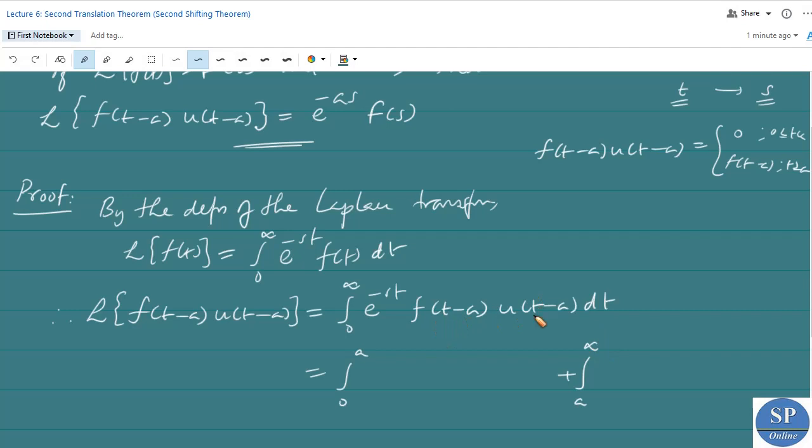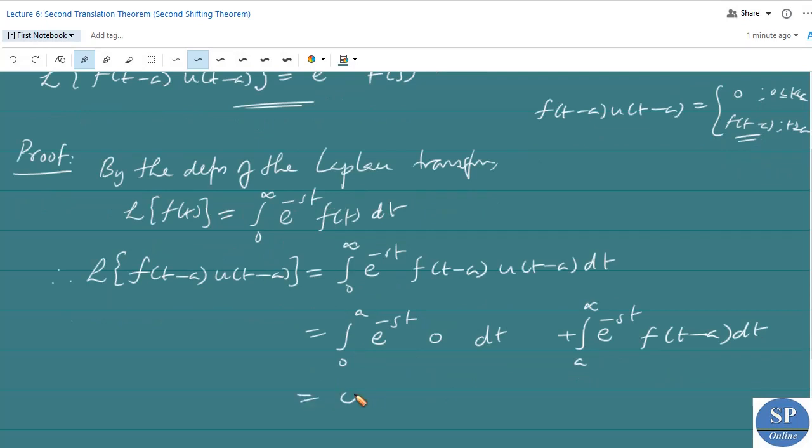We have f of t minus a into u of t minus a is nothing but 0 for 0 less than or equal to t less than a. That is, as t varies from 0 to a, the value of f of t minus a into u of t minus a is 0. So in the interval 0 to a, this is e power minus st into 0 dt, and from a to infinity, this is for t greater than or equal to a, we have f of t minus a. So on this interval, we have e power minus st into f of t minus a dt. So this is equal to the first integral, which is 0, plus integral a to infinity e power minus st into f of t minus a dt.